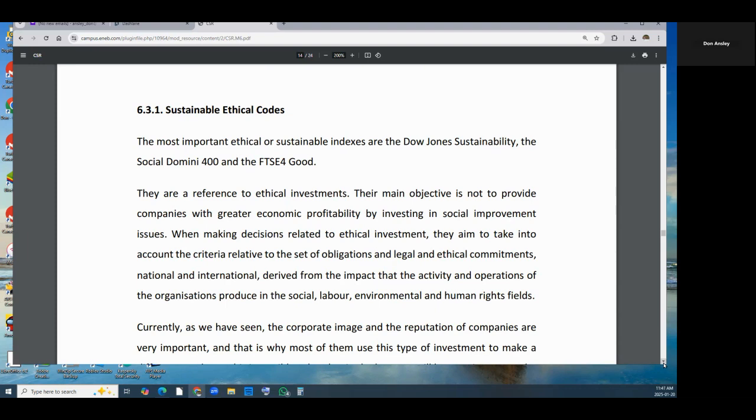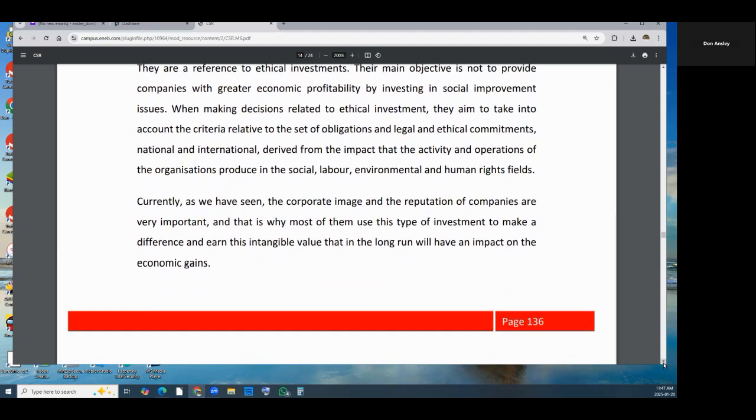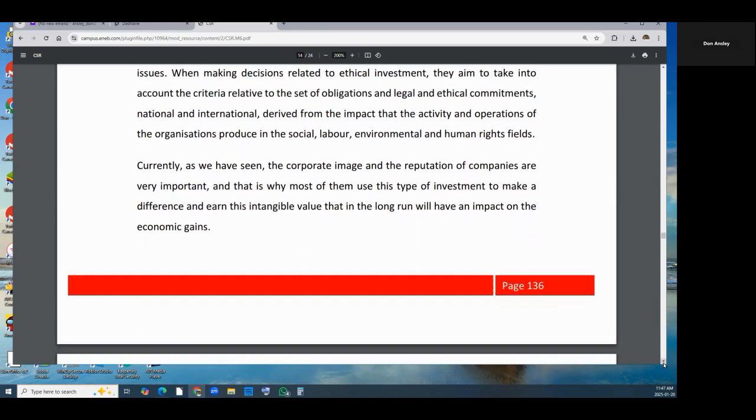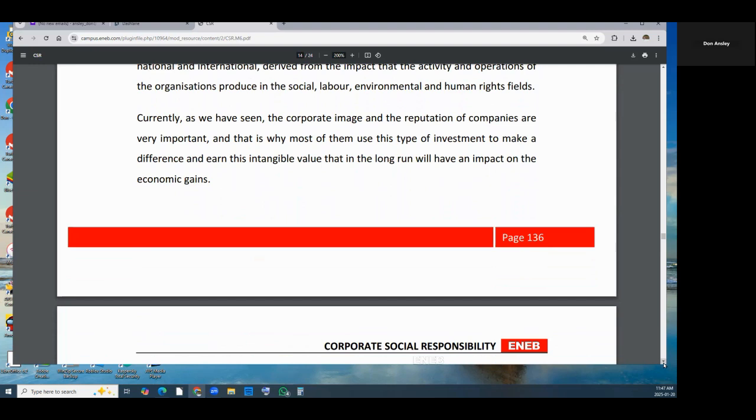When making decisions related to ethical investments, their aim is to take into account the criteria relative to the set of obligations and legal and ethical commitments, nationally and internationally, derived from the impact that the activity and operations of the organization produce in a social, labor, environmental, or human rights field. Currently, as we have seen, the corporate image and the reputation of companies are very important, and that is why most of them use this type of investment to make a difference and to earn this intangible value that in the long run will have an impact on the economic gains.